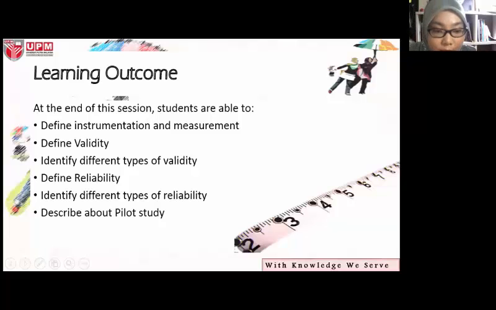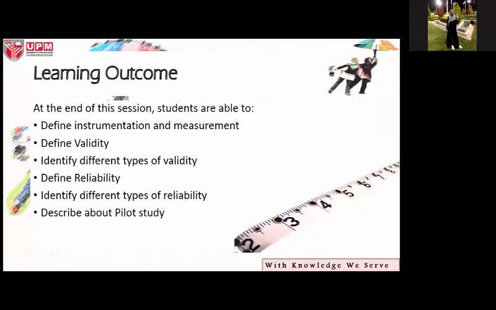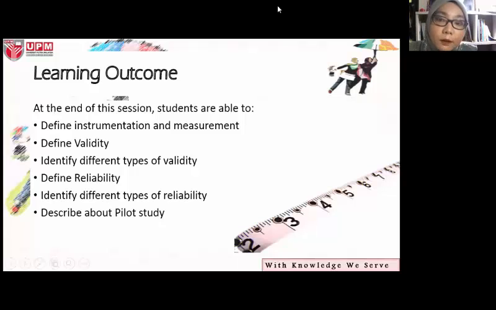First, you should be able to define what is instrumentation and measurement. For both qualitative and quantitative, as I said earlier, they have different phases when we develop the instrument. In quantitative, when we say we are going to develop the instrument, it is related to how you identify the items of the instrument or questionnaire that can be used to evaluate your independent and dependent variables. For qualitative, it is related to how you develop your research protocol based on your research questions.